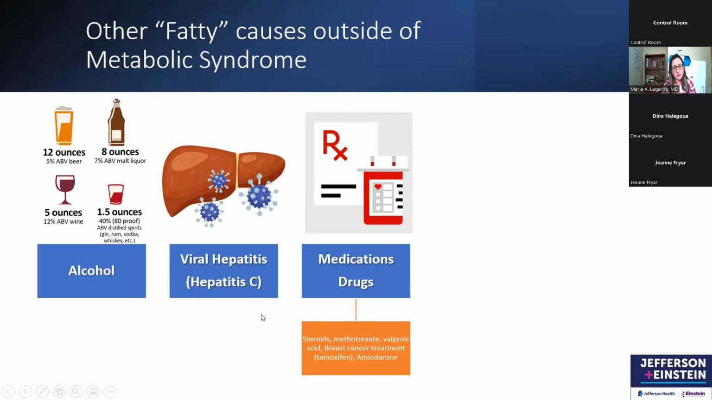Some of the most commonly identified ones are steroids, or prednisone, methylprednisolone. So patients who take these medications on a regular basis may find themselves with elevated liver enzymes and fatty liver. And it's important that your doctor really considers this as an option.